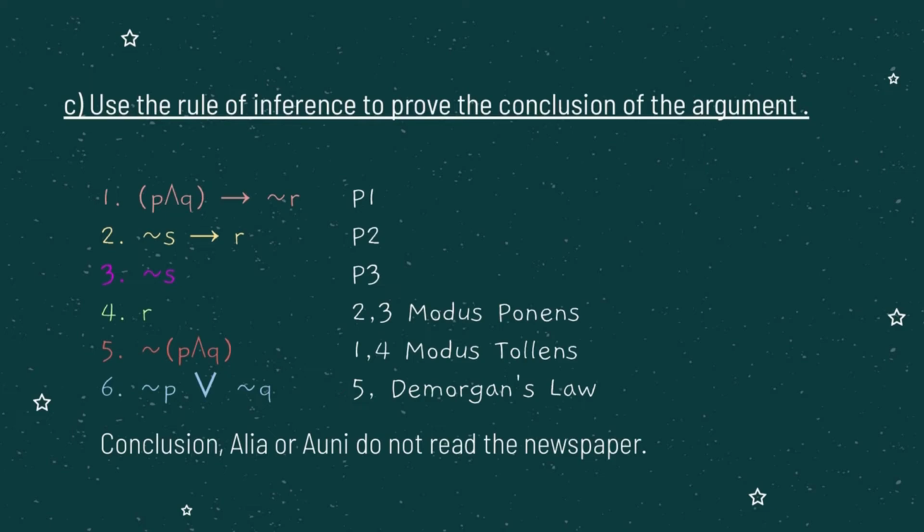For question C, firstly we need to do numbering for the premises that we have: P1, P2, P3, and then apply the rules of inference to find the conclusion. So we have 2 and 3 as the modus ponens, then 5, 1 and 4 as the modus tollens, and lastly, use De Morgan's law for number 6. And the conclusion is, Alia or Arni do not read the newspaper.